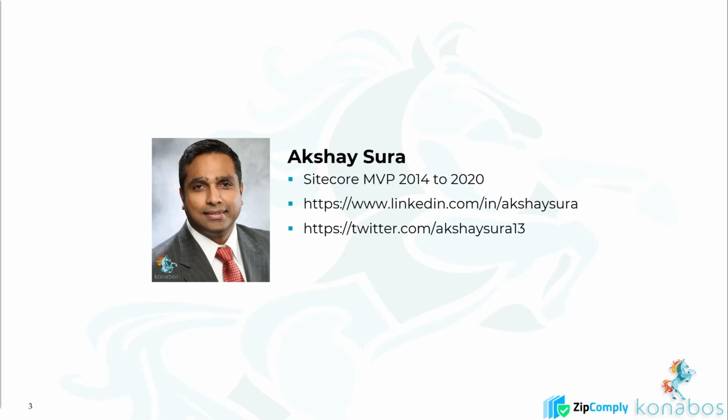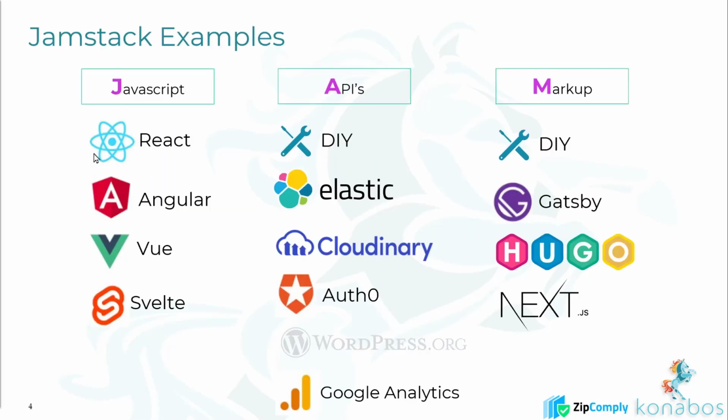So Jamstack, the JAM: JavaScript, APIs and markup make up Jamstack. Jamstack is a modern architecture of web development based on client-side JavaScript, reusable APIs and markup, which is how you push stuff out to your browser.